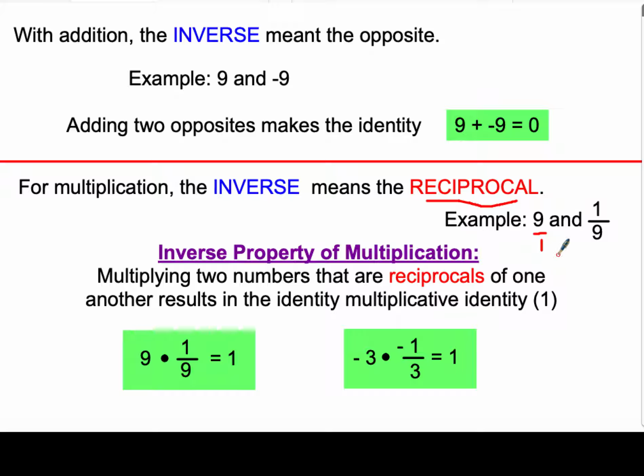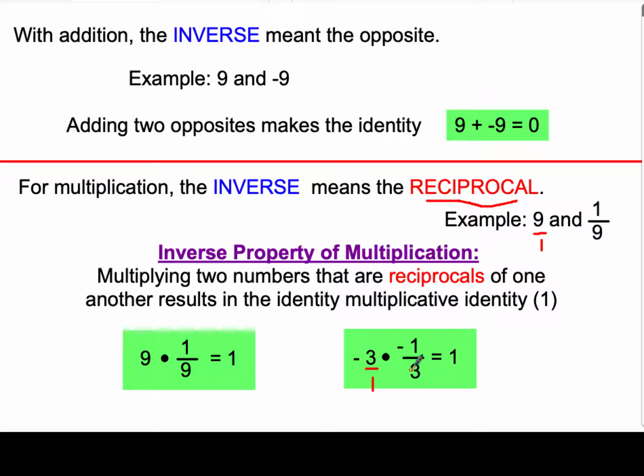If we flip that over, right, we switch the numerator with the denominator, we would get 1/9. And if we take 9 times 1/9, we get 1. Such as if we take -3 times -1/3. Notice all I did was the reciprocal. I didn't change the sign at all. They're both negative. If I took a -3 though, right, times a -1/3, it's reciprocal.